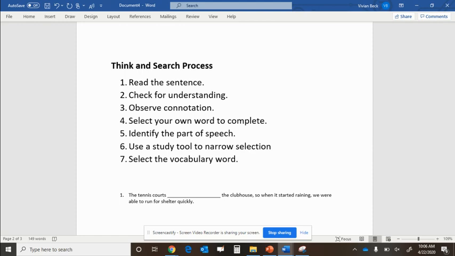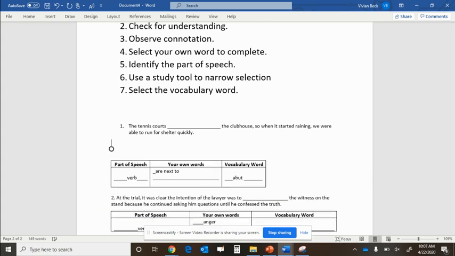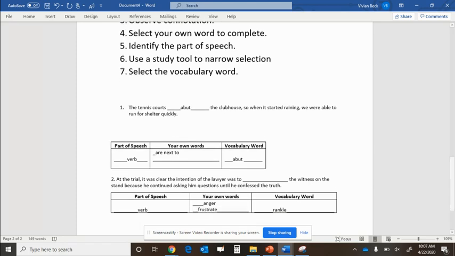All right, so you pause the video and you've applied your think and search strategy. You've also come up with your own word for this, and it should look something like this. Let's go backwards here. So we've got our part of speech is a verb, your own word or words is next to, and the vocabulary word is abut. If you determined that this vocab word was abut, you are correct. Let's take a look at the next one.